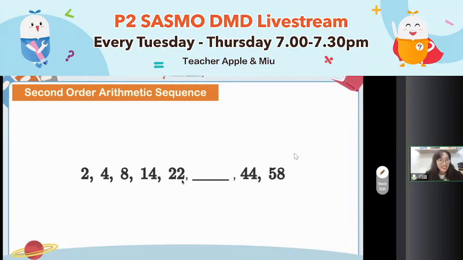What is the next number? 2, 4, 8, 14, 22. Again, you try to draw the bridges. Yes, try to draw the bridges. Wow, I see different answers, 28, 32, 36. Okay, so here, everyone, let's have a look. What should we do?